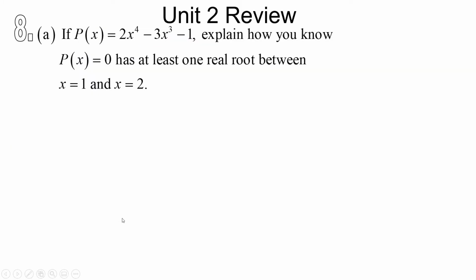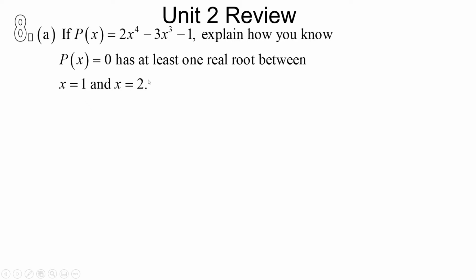Number 8, part A. If p of x equals 2x to the fourth minus 3x to the third minus 1, explain how you know p of x equals 0 has at least one real root between x equals 1 and x equals 2. Well, just looking at this right now, I really don't know that. I do know that this is a quartic, so it could have 0 roots and up to 4 roots, but how can I tell if there's a root between 1 and 2?